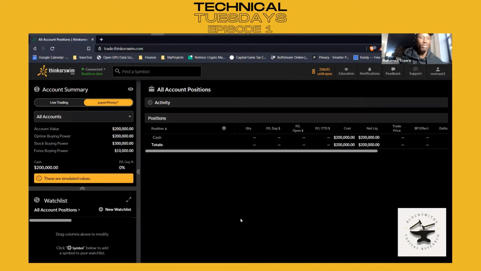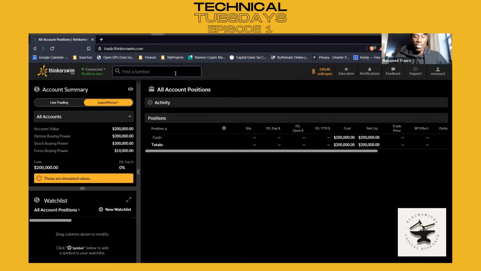Then there's Thinkorswim as well. I don't have 200K cash in the account. I just want to let you know this is just the actual Thinkorswim paper money account. All right, so I log in with this every now and then to test ideas, test frameworks, test technical analysis, the kind of things I'm looking into.